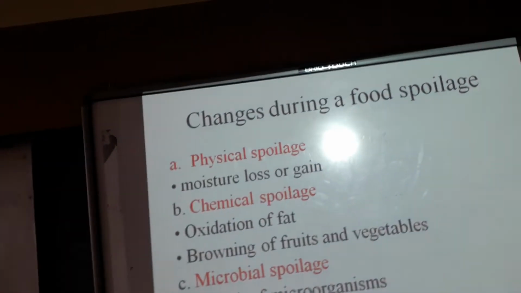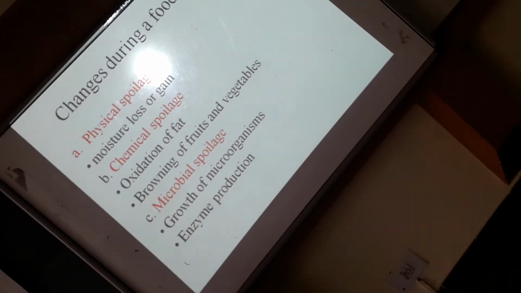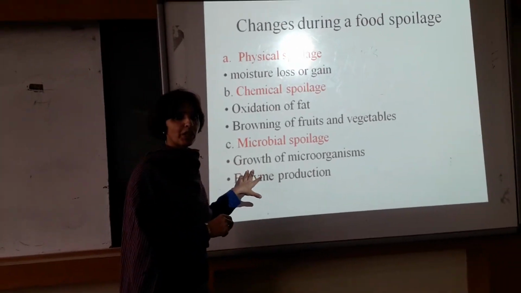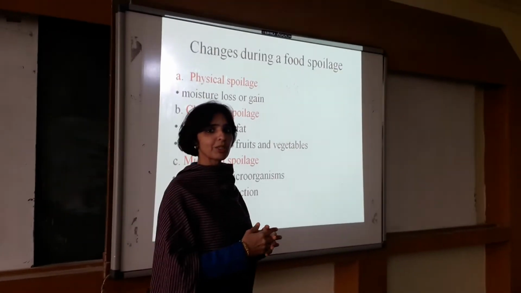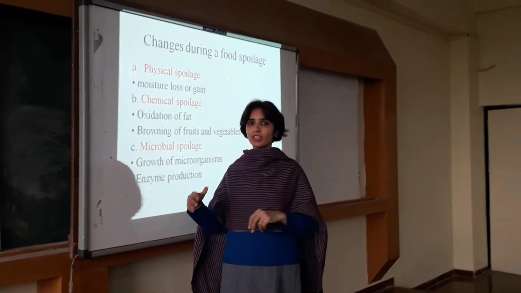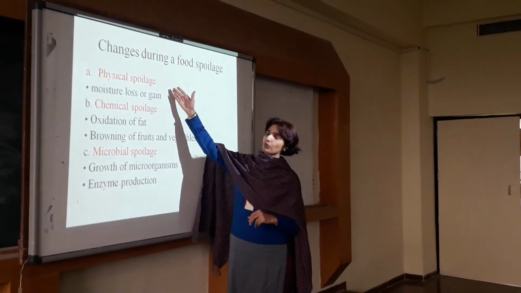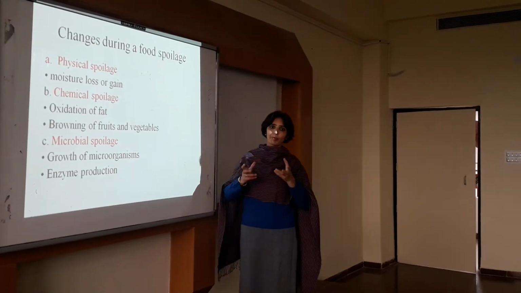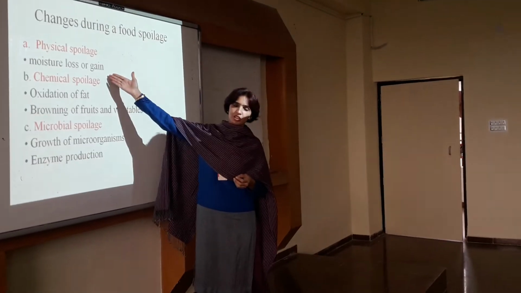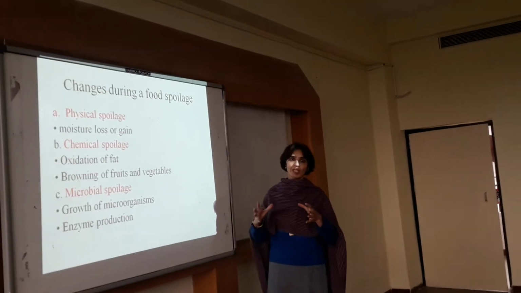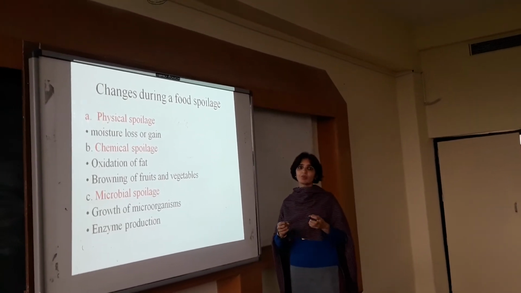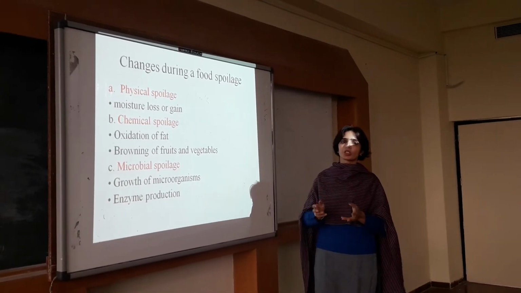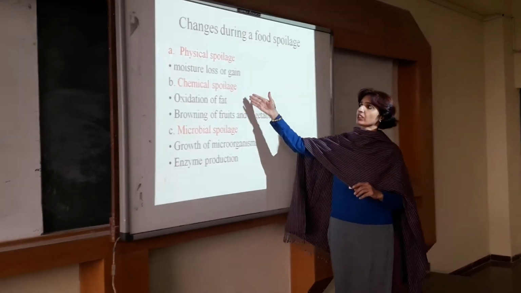Now, what are the changes which take place when our food gets spoiled? When we are dealing with food spoilage, the first thing that comes is physical spoilage. Physical spoilage means the outer structure of the food gets damaged. It may be in terms of moisture loss. Most of the parameters in physical changes mean that the outer structure of the food stuff gets changed. Then comes chemical spoilage.